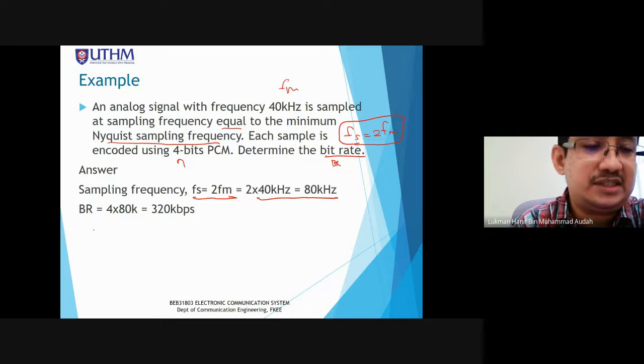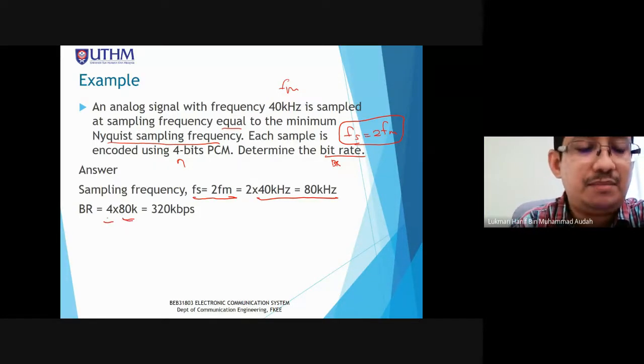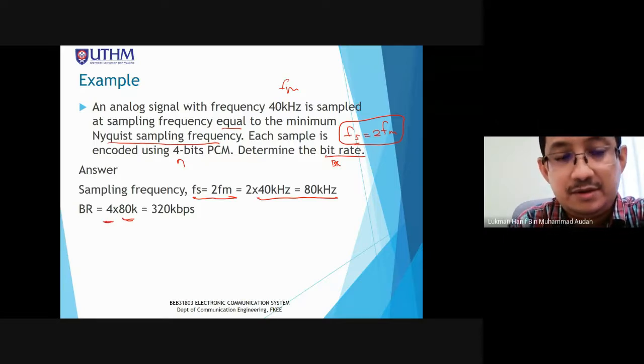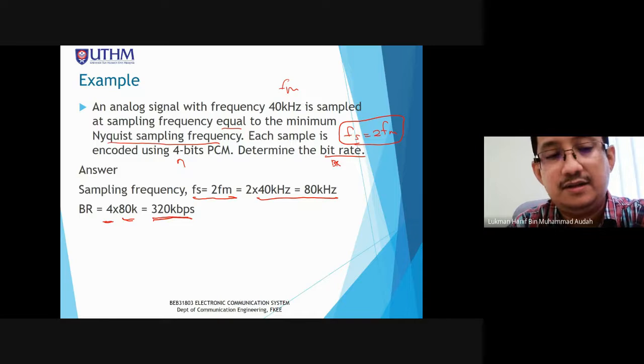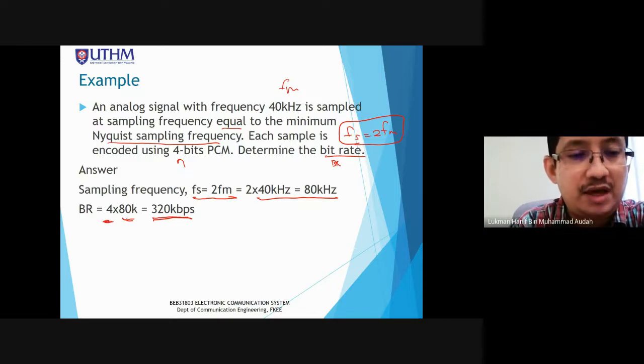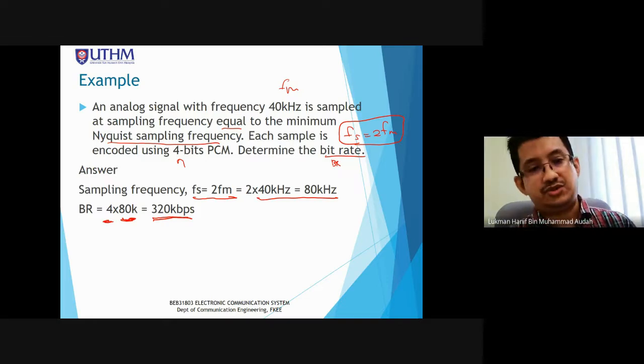Okay, bit rate bersamaan dengan sampling rate multiplied with number of bit. Nampak, sampling rate darabkan dengan number of bit. So 4 kali 80K, so akan menghasilkan 320K, unit in bit per second. Okay, unitnya adalah bit per second. So number of bit multiplied with the sampling frequency. Okay, so this is straightforward.